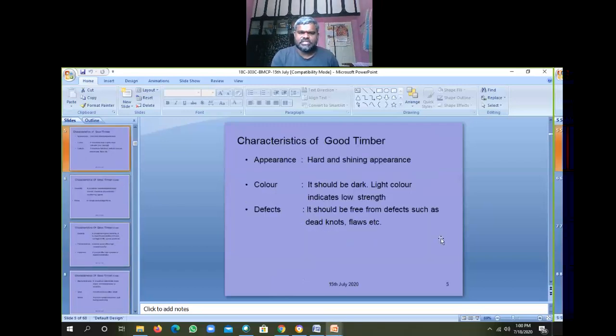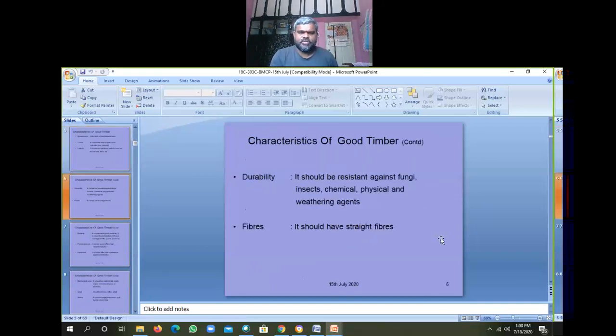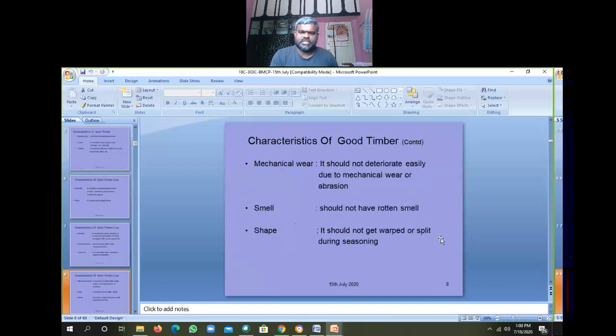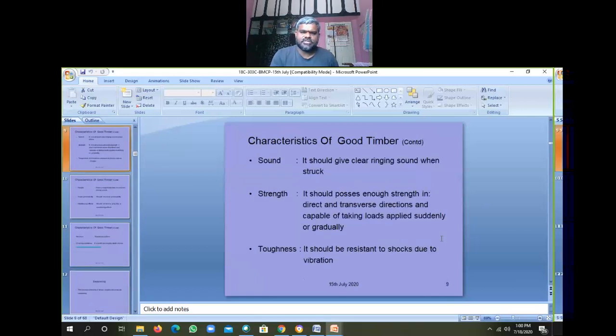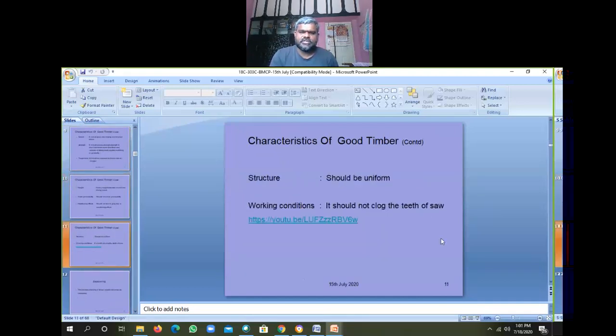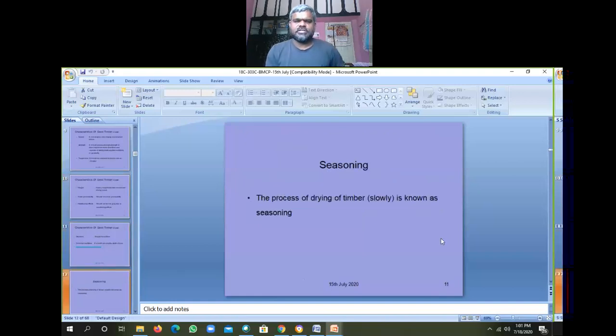Then the characteristics of a good timber: appearance, color, defects, durability, fibers, elasticity, fire resistance, mechanical wear, smell, shape, sound, strength, toughness, weight, water permeability, structure, weathering effects and working conditions. And we have seen seasoning of timber.